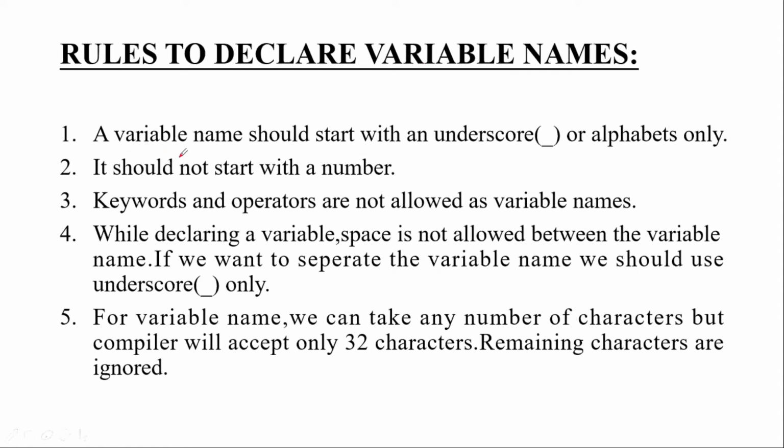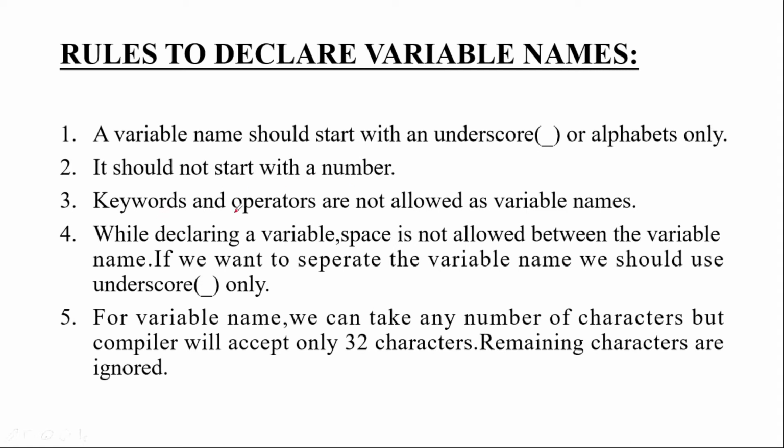So the first one is, a variable name should start with an underscore or alphabets only. So whenever you declare a variable, it should only start with an underscore or with the alphabets. The second point is, it should not start with a number. Numbers are not allowed as a start.